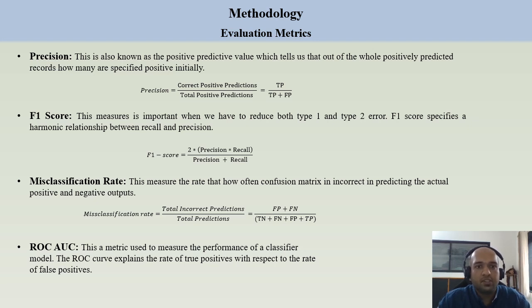Next is misclassification rate, which measures how often the confusion matrix is incorrect in predicting both actual positive and negative outputs. That is, total incorrect predictions to the total predictions. Lastly, we have ROC and AUC. Receiver operating characteristic curve, and AUC is the area under the curve. This metric is used to measure the performance of a classifier. The ROC curve explains the rate of true positives with respect to the rate of false positives.